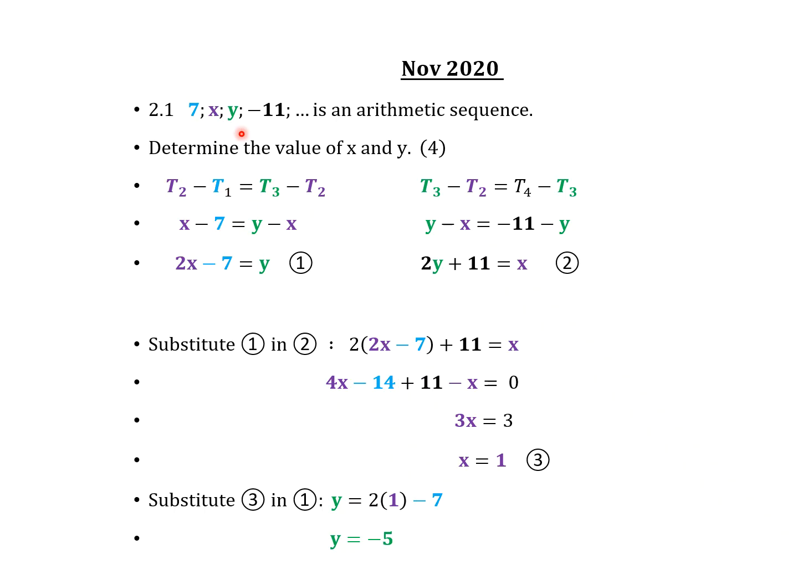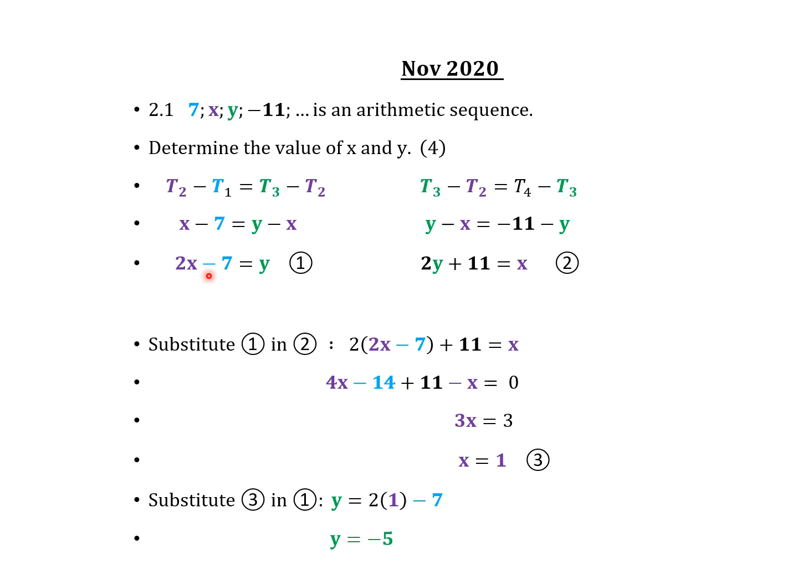Term 3 is y, term 2 is x. So term 3, y, minus term 2, which is x, equals term 4, which is negative 11, minus term 3, which is minus y. If I take x over, x plus x becomes 2x minus 7 equals y. That's my equation 1. If I take y over, y plus y gives me 2y. Bring negative 11 over, plus 11, and negative x goes that way.